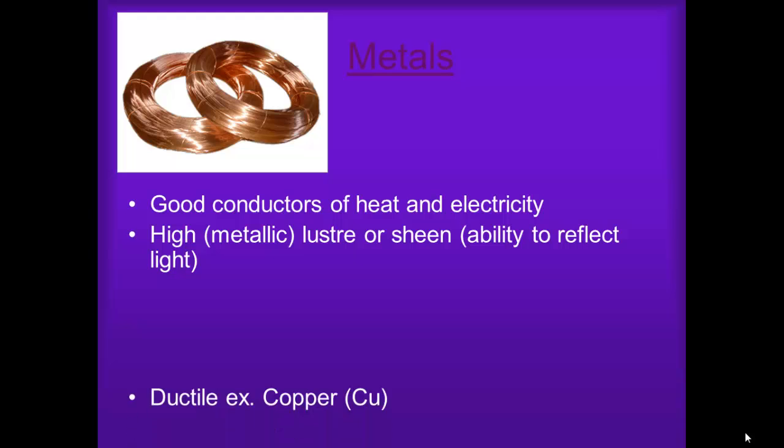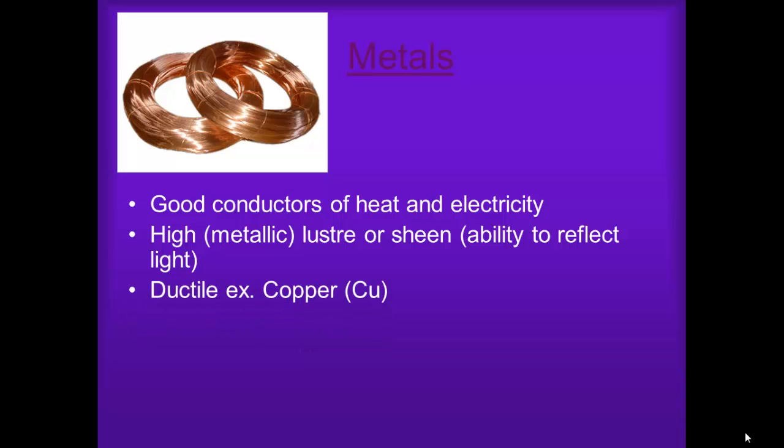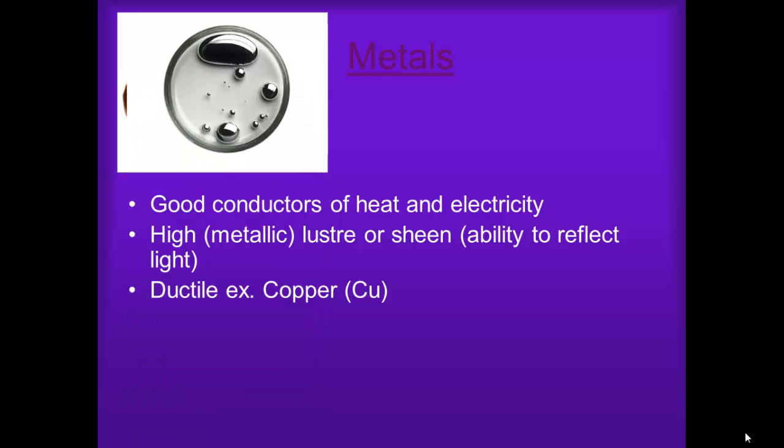Most people are very familiar with some of the metals. There's a picture of copper there. Metals tend to be good conductors of heat and electricity. They have that high metallic sheen. Ductile just means that they can be pulled into thin wires like copper, which we rely on quite a bit for our electronics. They're malleable, meaning that they're very easy to shape and mold and bend without actually breaking the metal.